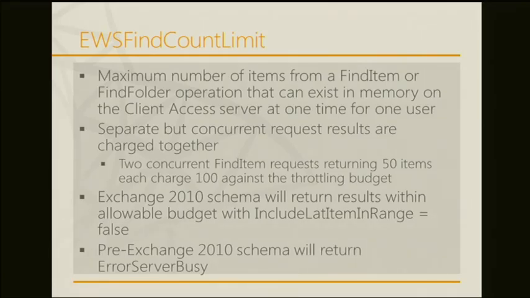And then when you go over budget in Exchange 2010, you'll get a notification, this flag here, include last item in range, will equal false. So you'll ask for 100 items, we'll give you back 50. And then we'll say, by the way, this doesn't include the last item in the range you selected. If you make another request with an offset, we'll give you the other 50. So it allows you to keep working within the throttling limit. So if that got changed underneath you without you noticing, then you'd still be able to go forward.